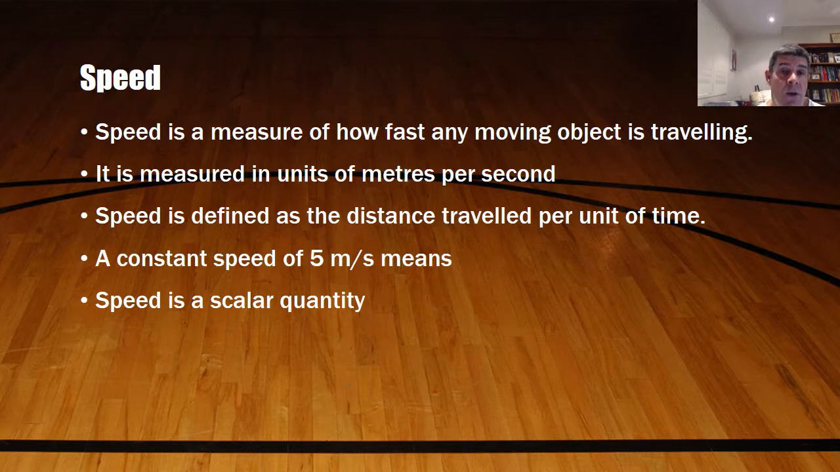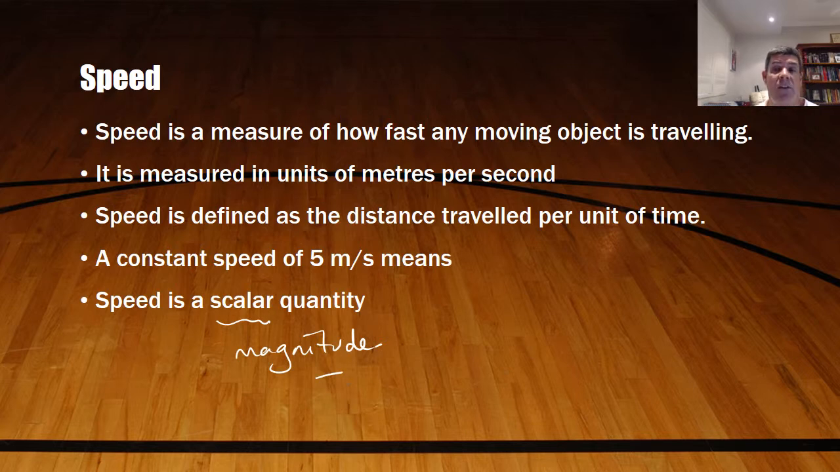In the last video we looked at the difference between displacement and distance, and the main difference between those two was the fact that displacement is a vector and therefore has direction. Well, speed and velocity are another pair that work in a similar way. Speed is a scalar quantity, so it only has magnitude.